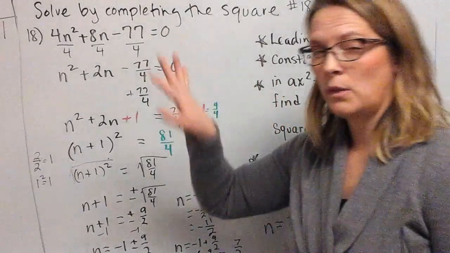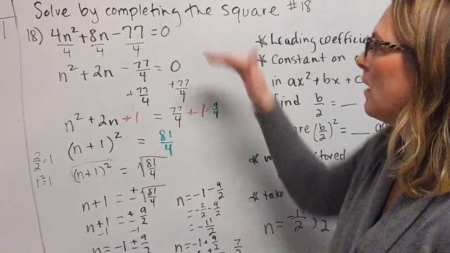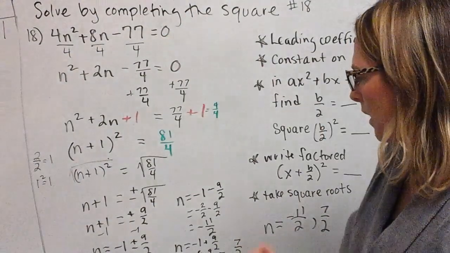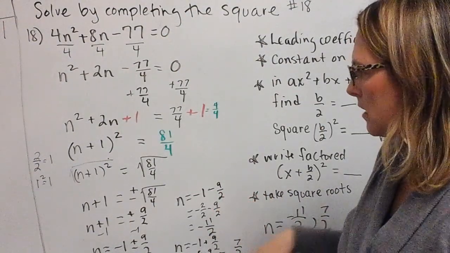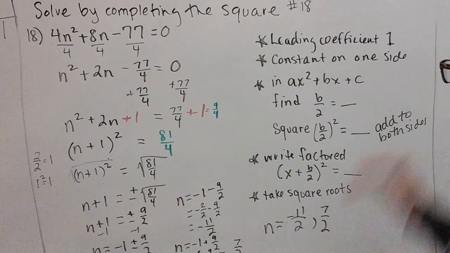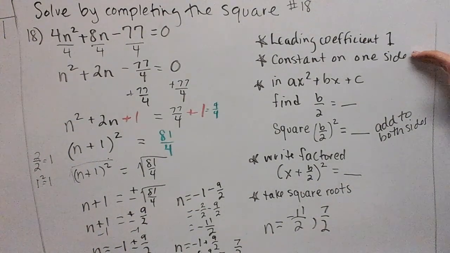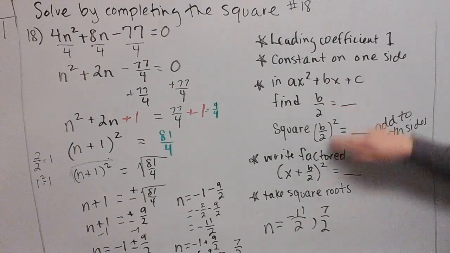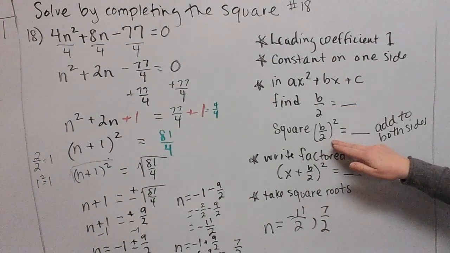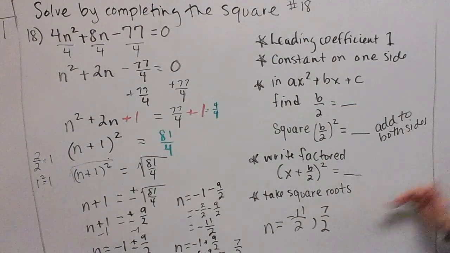So this is probably one of the more complicated problems. I had a fraction to deal with. I had to get common denominators to simplify, but the steps remain the same. Make sure you have a leading coefficient of 1, get the constant to a side, find what b over 2 is, because that's going to be in your factored form. You square it, you add that to both sides, and then you solve by taking square roots. That's completing the square.